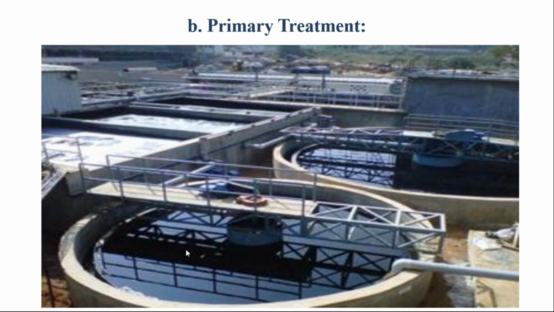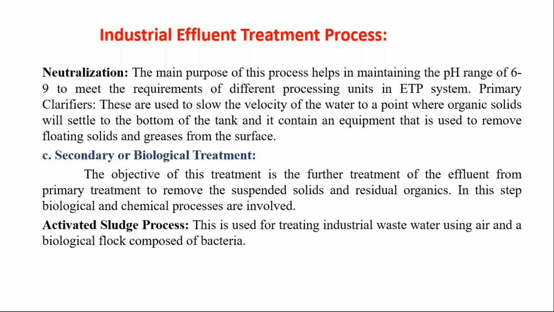So neutralization is the facility. The main purpose of this facility is to help the pH range, to maintain the pH between 6 to 9 to meet the requirement of the different processing units in the ETP systems. Primary clarifiers are used to slow the velocity of the water to the point where organic solids will settle down to the bottom of the tank, and contain an equipment that is used to remove the floating solids and greases from the surface.